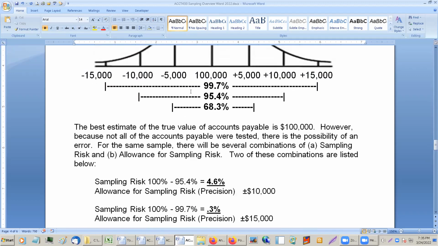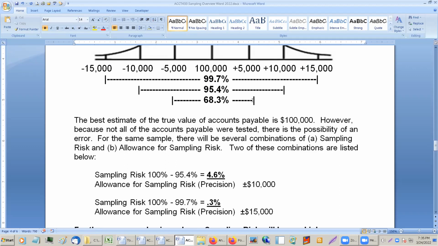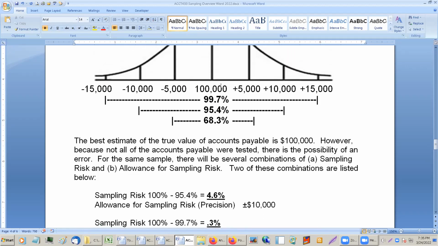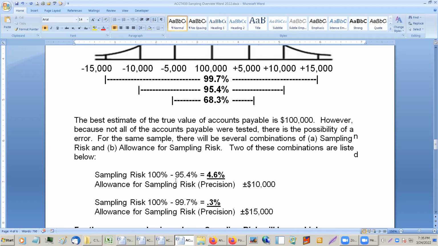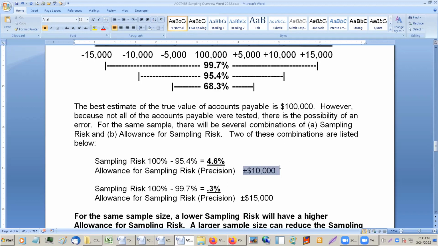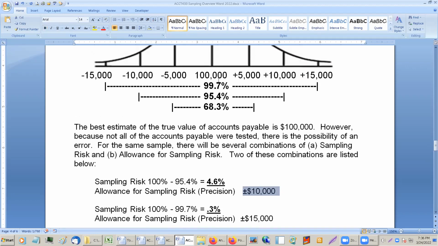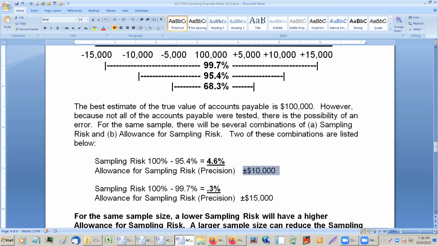What that means is if you only want to be 68% sure, it's going to be, say, 95 to 105 if you take this sample and your projected value comes out to $100,000. If you want to be more precise, say 95% sure, now you have to go down to 90,000 and up to 110,000, plus or minus 10,000. So for the same sample size, the more precise you want to be, the larger the allowance you're going to have.